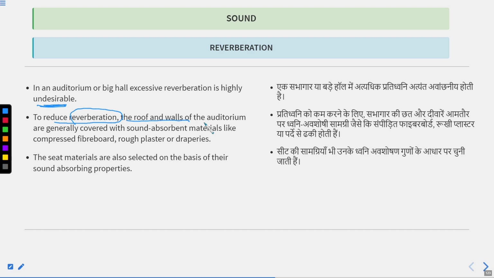To reduce reverberation, the roof and walls of the auditorium are generally covered with sound absorbent material like fiberboard, rough plastic, or draperies. So to avoid multiple reflection, we generally cover the walls with plastic or fiber boards. The seat material are also selected on the basis of their sound absorbing property. We don't want the seats to give multiple reflections either, so we select seat material that can also absorb the sound and we will not get any reverberation.